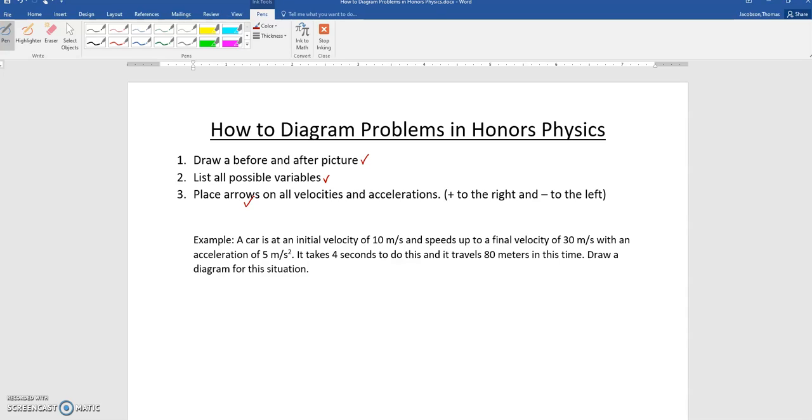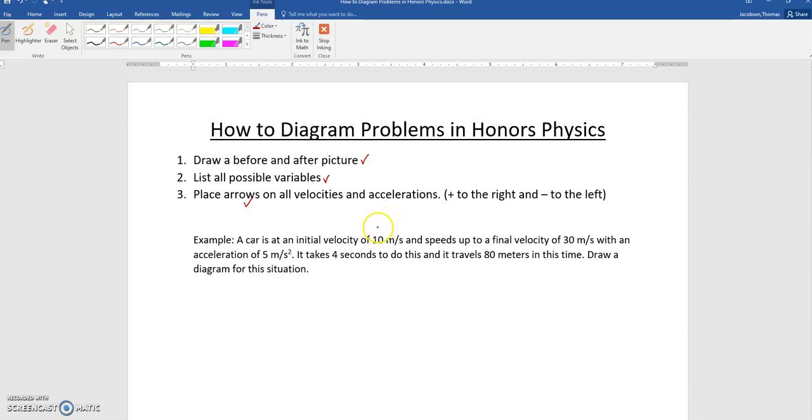The example says a car is at an initial velocity of 10 meters per second and speeds up to a final velocity of 30 meters per second. It does this with an acceleration of 5 meters per second squared, and it takes 4 seconds to do this while traveling 80 meters in this time. Draw a diagram for this situation.